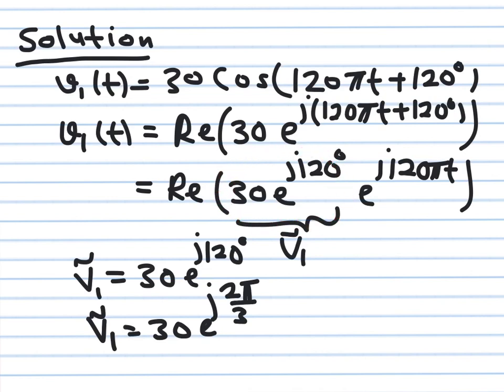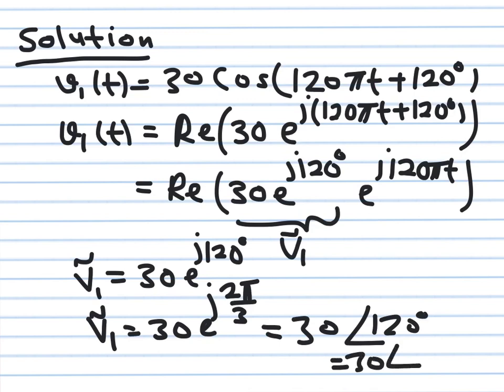So this is the phasor of this time domain quantity, and it is 30 e to the j 120, in degrees. So the phase, or the angle, is written in degrees, and I can of course write it in radian as 2 pi over 3. Another way of writing it is that you can simply say it is 30 angle 120 degrees, or 30 angle 2 pi over 3. All of them are the same.